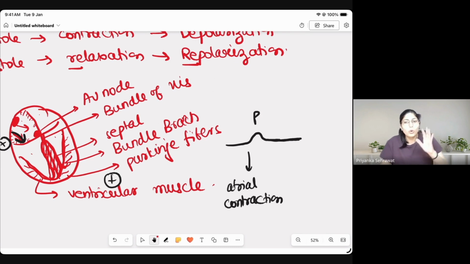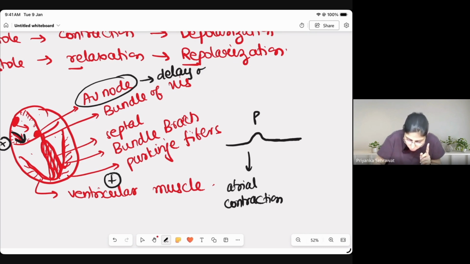Then there is an isoelectric line where the ECG needle is not moving. Why? Because now all the atrial myocytes are depolarized and for a few seconds, the electrical activity doesn't get transferred anywhere. It stays in the AV node. The AV node has a very good property of slowing down. The AV node leads to a delay of approximately 0.12 second. This AV nodal delay is very, very important to prevent tachycardias in our heart. So this is a normal mechanism. This delay is normal. The SA node can get excited rapidly, but the AV node has a property of delay.